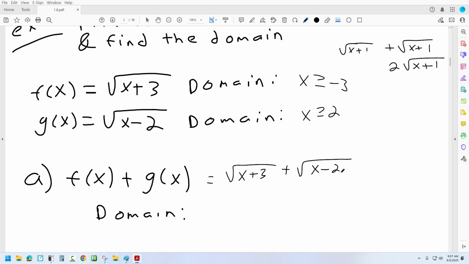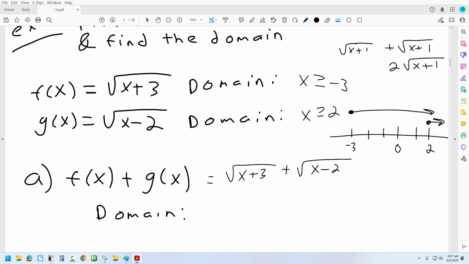Okay, so if you're not sure, think of it like on a number line. -3, -2, -1, 0, and 2. The first function has a domain of -3 and up. Second function is 2 and up. What would be the overlap in the domains?